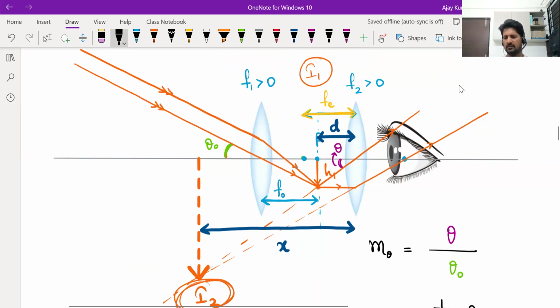That's fine. But suppose they ask you, what is the linear magnification produced by a telescope? Is it greater than 1 or less than 1? What will your answer be? Rishi, what is the meaning of linear magnification? Sir, isn't that V by U? See, V by U is a formula. I'm asking you the meaning of linear magnification. It is the height of image divided by the height of object. Okay.